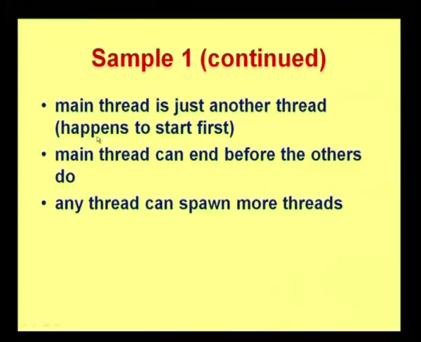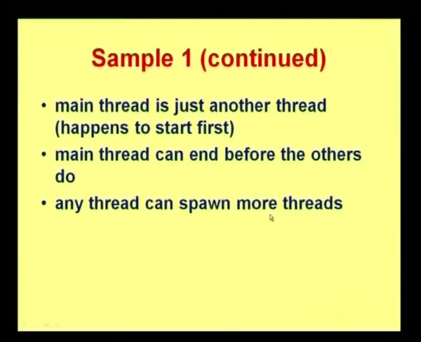You can see here the main thread is just another thread that happens to start first. Before my thread starts, my main thread would have started. All the threads that are created inside my main method are child threads of this main thread. The main thread can end before the others do. Since it is the main thread, I can make it end before the other threads end. Any thread can spawn more threads. It means that I can have one thread and inside that thread I can create more threads and do multi-threading.